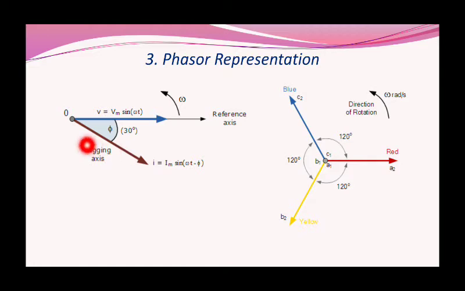So the position of the arrow can be defined from the waveform. Means if the current is starting from 0 only, then the current arrow should also be here. But if the current starts quite later, for example 30 degree later than the voltage, then it will be here. So this is a phasor representation of voltage and current, and this is the phasor representation for a 3-phase AC supply.